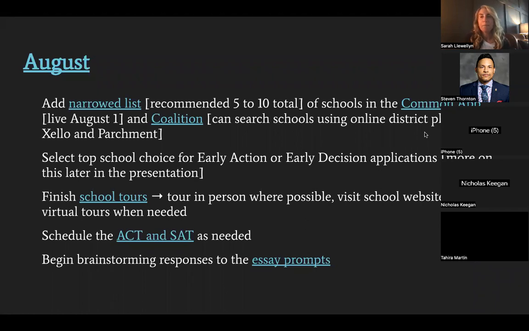The next step that I'm suggesting is that your child chooses their school for early action or early decision, if you're choosing to do that. That is not a requirement. All students can choose regular decision. Early action or early decision is a personal decision to make depending on the child. I will go over the differences between those and recommendations for that later in the presentation.